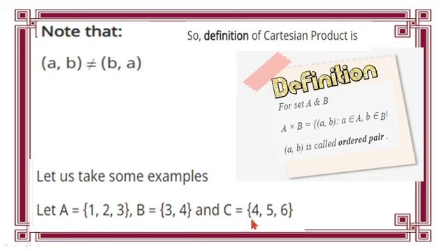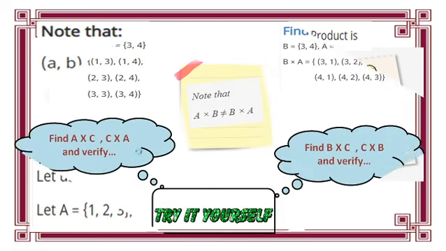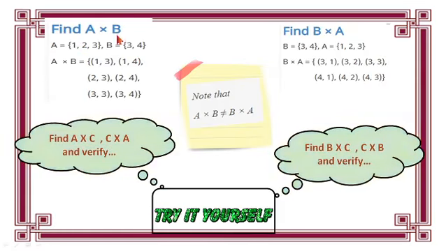We have taken three different sets A, B and C. Now let's calculate A cross B. Just because we have to find A cross B, it means first element has to be taken from set A. So the collection will be 1 3, 1 4, 2 3, 2 4, 3 3 and 3 4. Now let's find B cross A. Now first element we have to take from set B. 3 1, 3 2, 3 3, 4 1, 4 2 and 4 3.